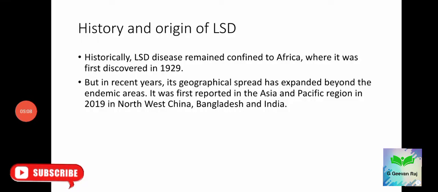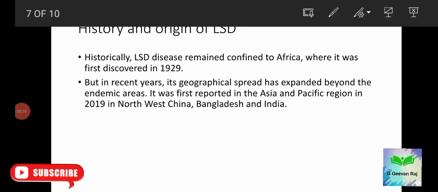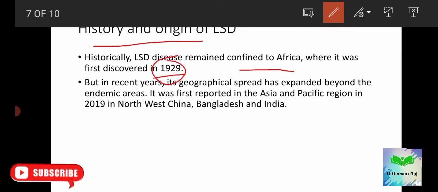Now let us see about the history and origin of lumpy skin disease. Historically, lumpy skin disease remained confined to Africa, where it was first discovered in 1929. But in recent years, its geographical spread has expanded beyond the endemic areas. So, as of recently, this disease is spreading to other continents also.